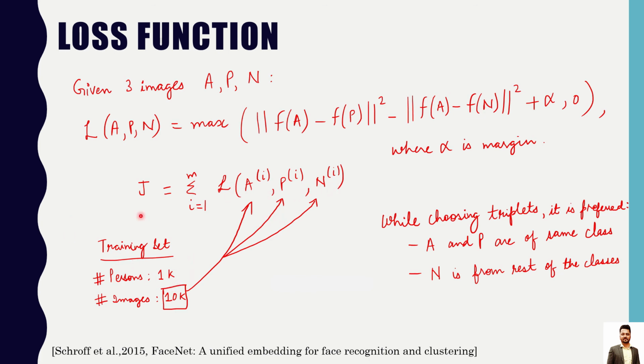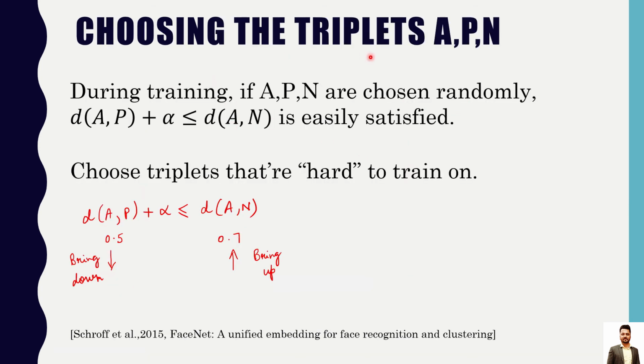So let's say that we have a training set of 1000 people and 10,000 images. You have to make triplets out of it, A, P and N. While choosing a triplet, it is preferred that A and P are of the same class and N is from the rest of the classes, as I have already discussed. Based on that, this loss value can be calculated. Now how to choose the triplet A, P and N? During training, if A, P and N are chosen randomly, d(A,P) plus alpha should be less than or equal to d(A,N). It should be satisfied, and choosing triplets that are hard to train on is preferred, because then your model is going to train better.